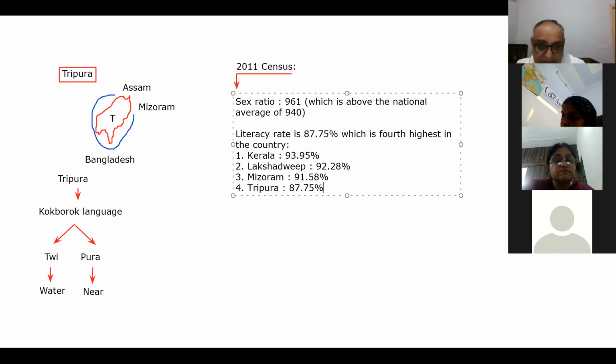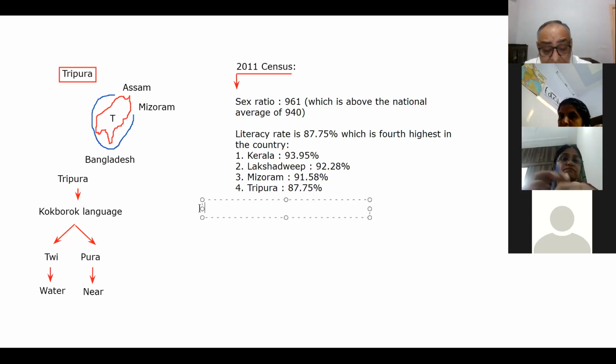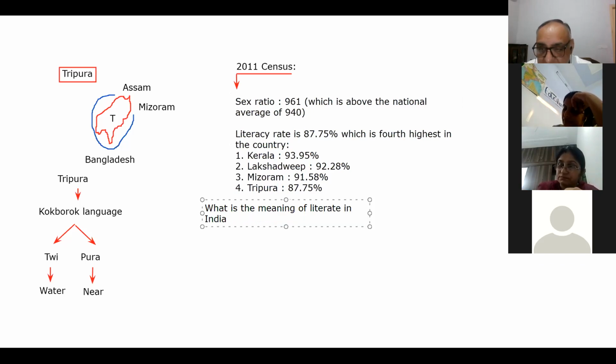So the next, as far as the literacy rate is concerned, beta, there is one important thing. What is the meaning of literate in India? You people should know, because you are involved in the census. What is the meaning of literate in India?